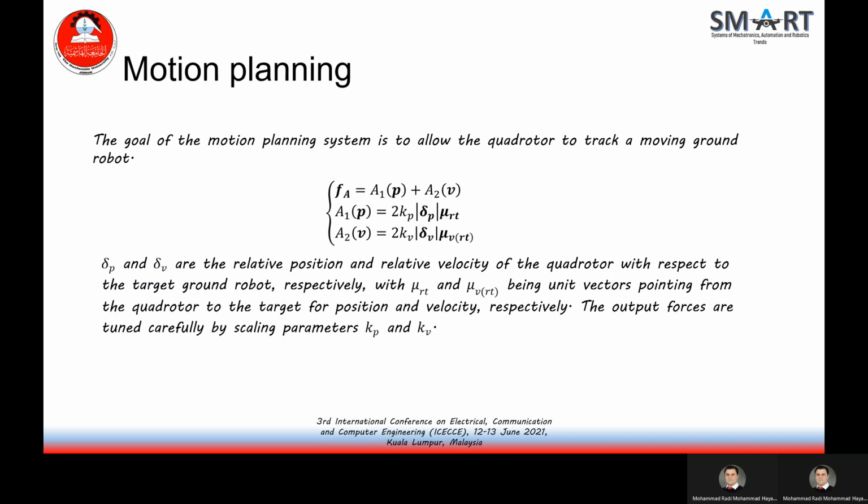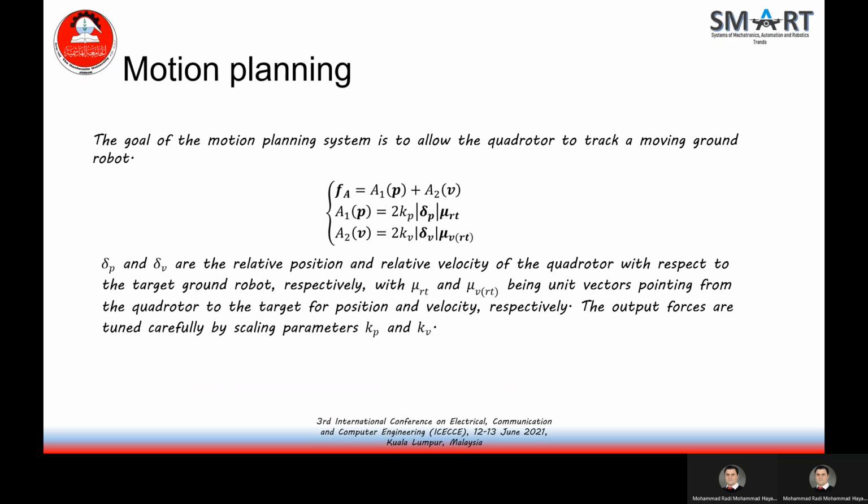Here in the motion planning system, the goal of this system is to allow the quadrotor to track a moving ground robot. The system generates virtual potential attractive forces for a real-time and dynamic trajectory, which gives the quadrotor the ability to track a target.